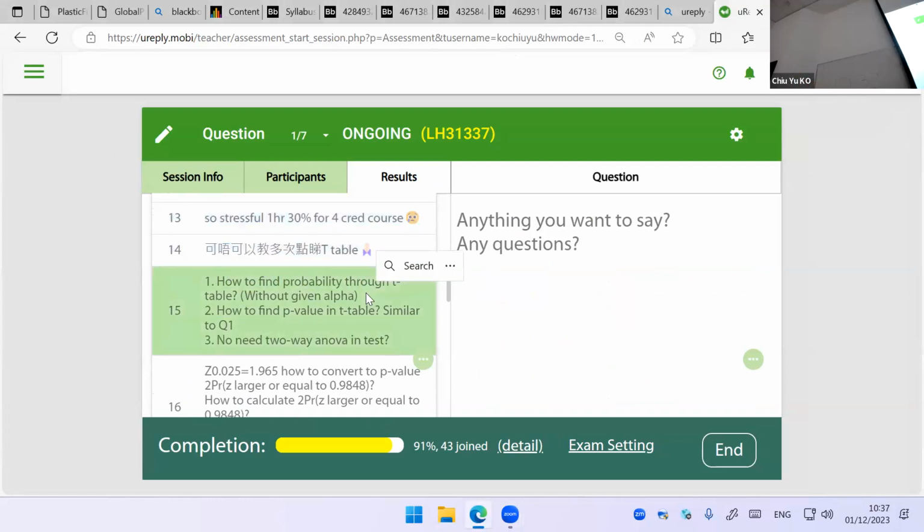T-table, you cannot read p-value. I emphasize again: for the T-table I gave you, you can't read the p-value. If I suddenly ask you, you just give me the Excel formula. We're fine. I'm pretty sure I didn't make the mistake, but that's the case. And yes, no two-way ANOVA, up to one-way ANOVA. That's it.